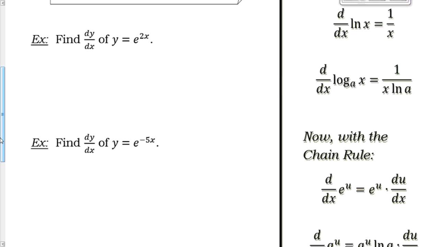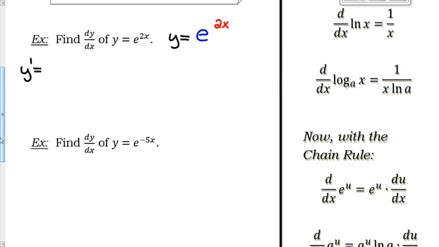In the first one, we have y is e raised to the 2x. I'm going to rewrite that as a chain rule. The inside is what do I actually do to x first? What I actually do to x first is multiply it by 2. And then the outside is what do I do with that once I have it, which is e raised to the. So when I take my derivative, I need to remember my inside-outside rule, my chain rule.